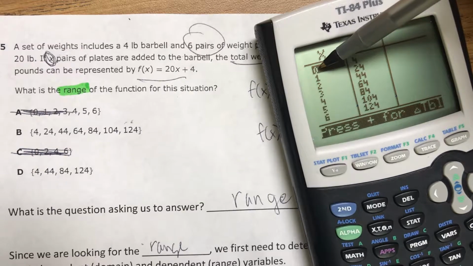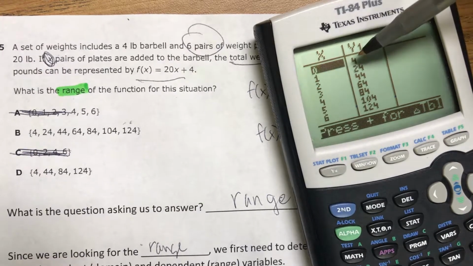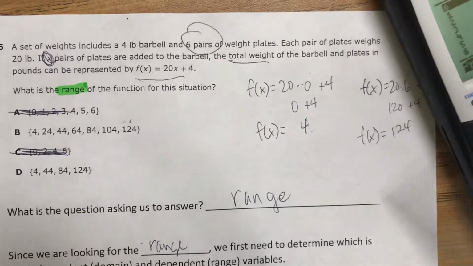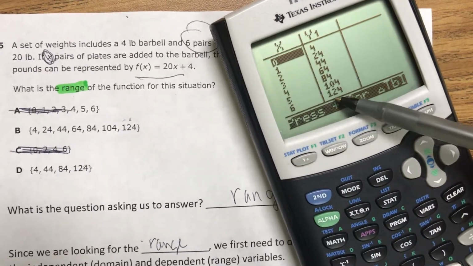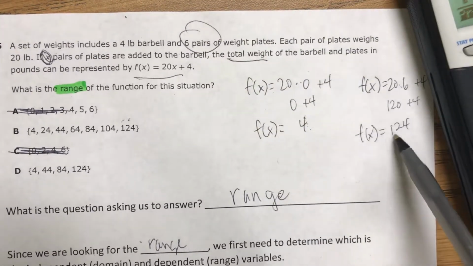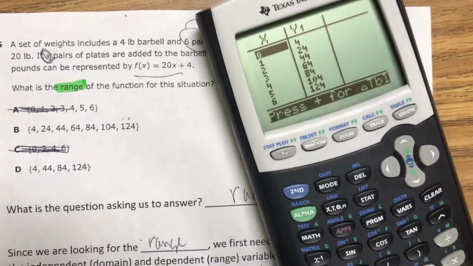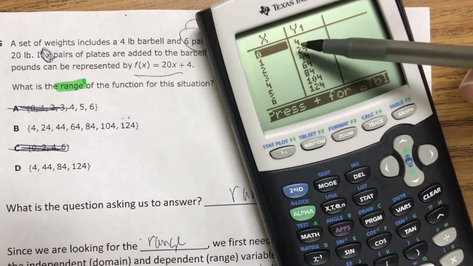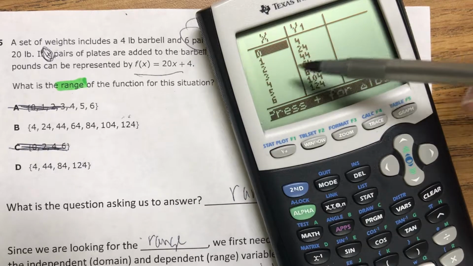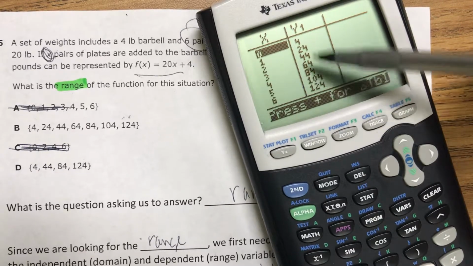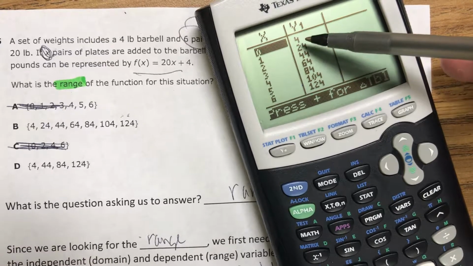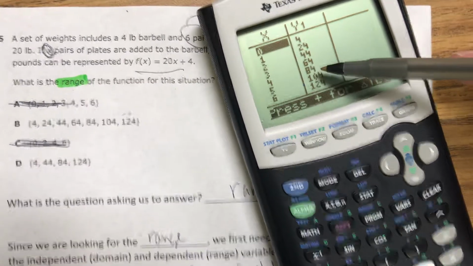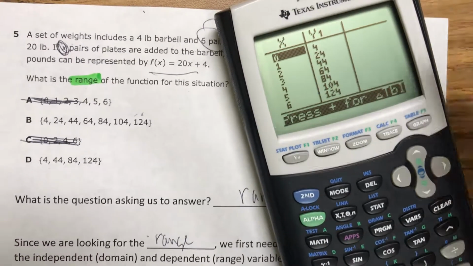Here is when I don't add any plates, the weight is 4, which is what we got when we did it by hand. If I add 6 plates, the weight's 124, which is also what we got when we did it by hand. But these are all the different ones. If we had 1 pair, it'd be 24. If we had 2 pairs, the weight would be 44. If we had 3 pairs, it'd be 64, and so on and so on. So which one of my answer choices has this listed? 4, 24, 44, 64, 84, 104, 124.